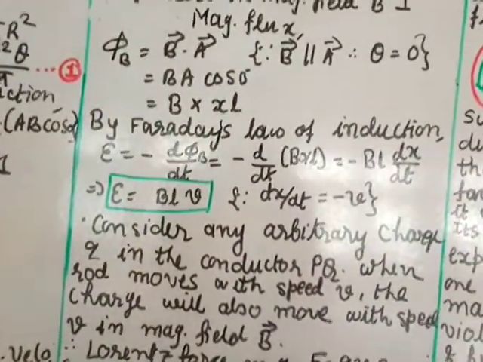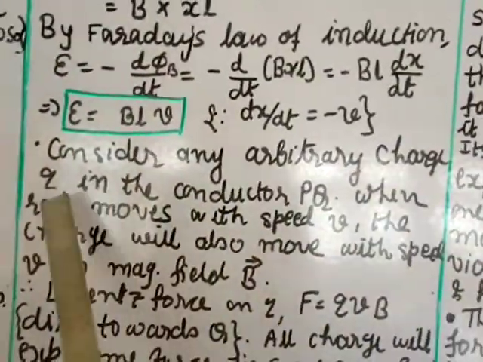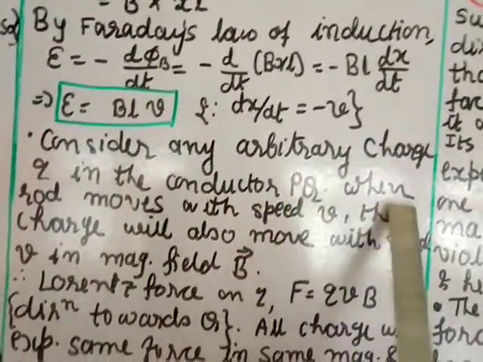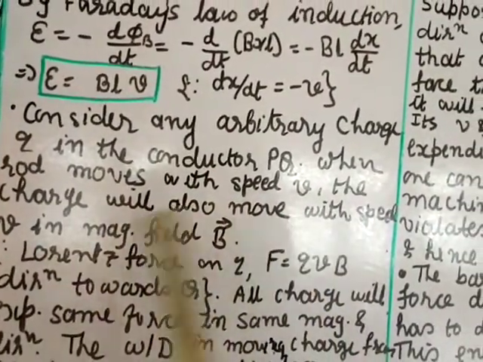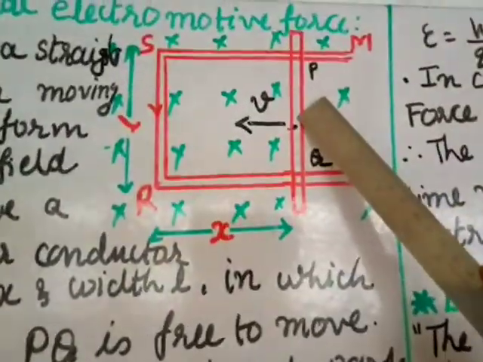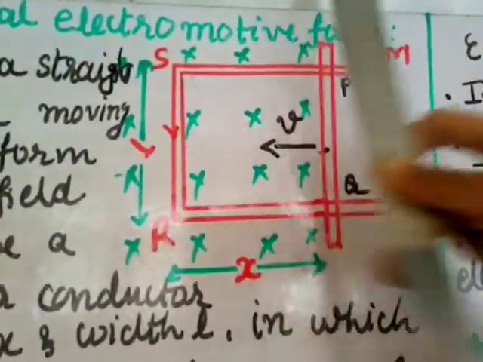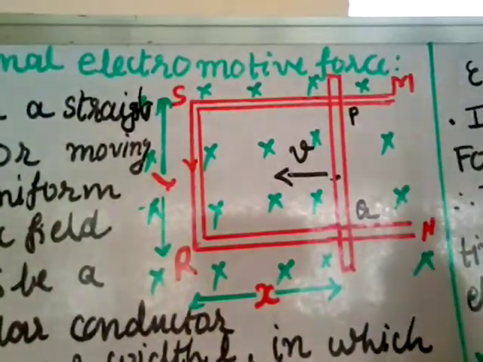In our textbook, they have done the second method. We shall use that. Consider any arbitrary charge q in the conductor PQ. When the rod moves with speed v, the charge will also move with speed v in magnetic field B. Okay, so look here. Now I take one charge here. The rod is moving. The charge is inside. Definitely it will move. But this is a magnetic field. It is moving in the magnetic field.